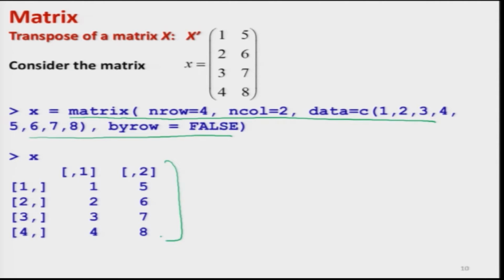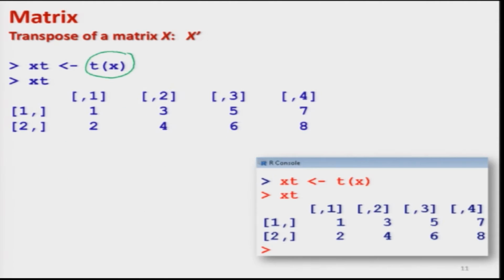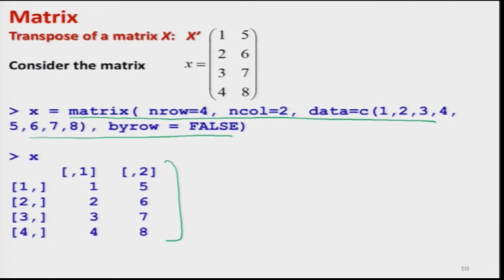Now if I want to find out the transpose, the command is t(x). Here t means transpose, and inside the bracket you have to give the name of the matrix of which you want to find the transpose. So you can see your earlier matrix was 1, 2, 3, 4 and then 5, 6, 7 and 8.